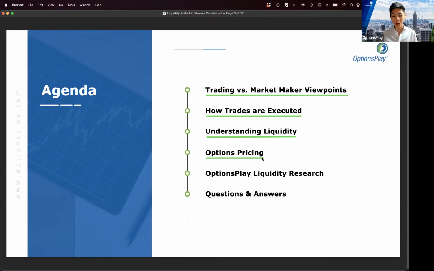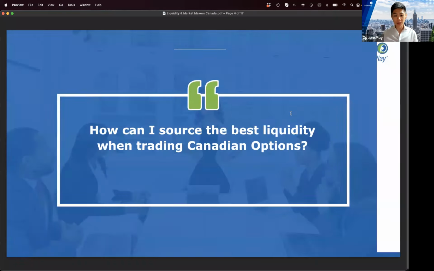And we'll talk a little bit about how options pricing comes about, because there are also a lot of misconceptions regarding liquidity when you take a look at options pricing. Then I want to share with you some of our research that we have been conducting to give you insights into where you should place your orders in order to maximize your probability of having your orders filled while minimizing your actual transaction cost on the trade. And at the very end, we'll open this up for Q&A. So let's go ahead and get started.